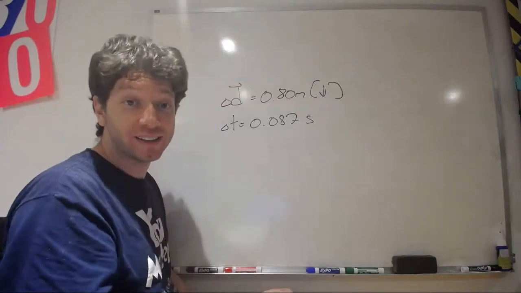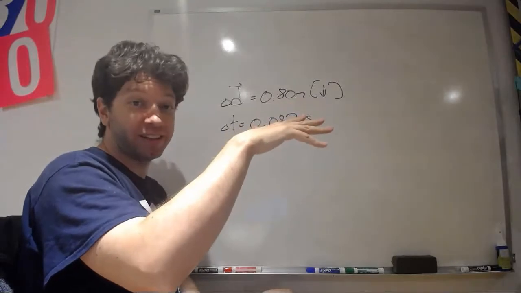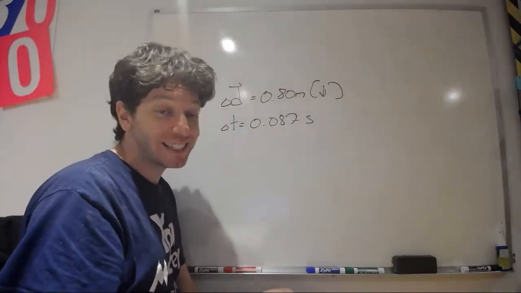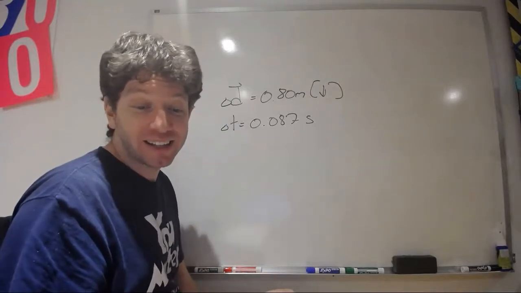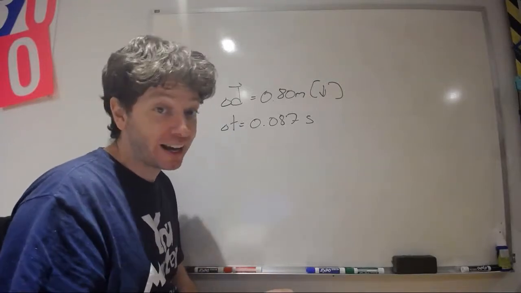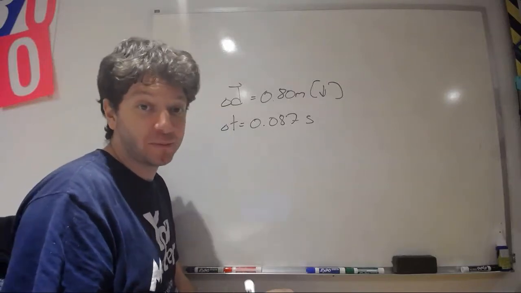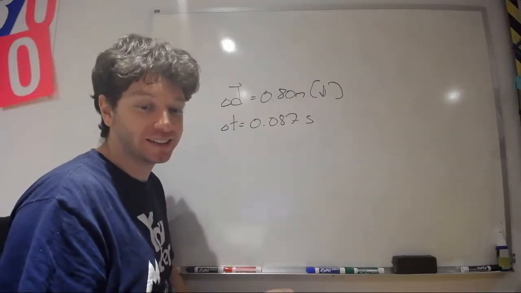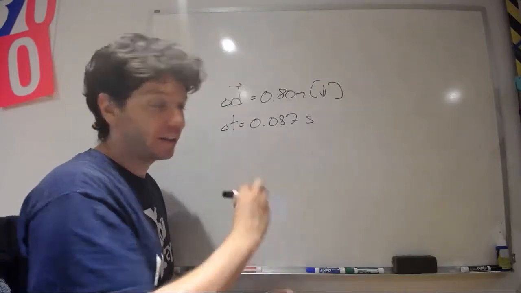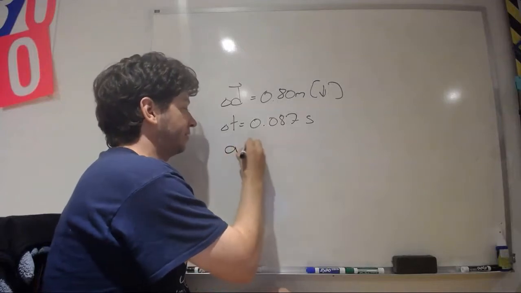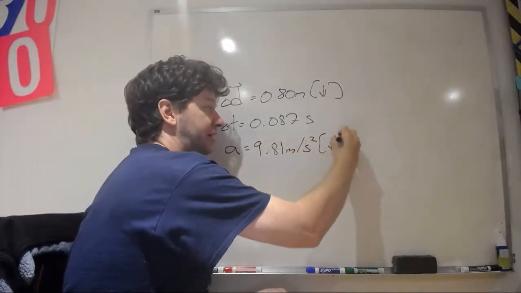What else? I get a lot of students saying, oh, the initial velocity is zero. Now, it is true if you were to take something and drop it, the initial velocity would be zero. But in this question, it doesn't say something is dropped. It says it takes 0.087 seconds to travel the final 0.8 meters, meaning it was moving before then, or it was falling before then. So we can't assume initial velocity is zero. But since we're on Earth, and you can assume it's on Earth unless I say otherwise, we can say the acceleration is 9.81 meters per second squared down.